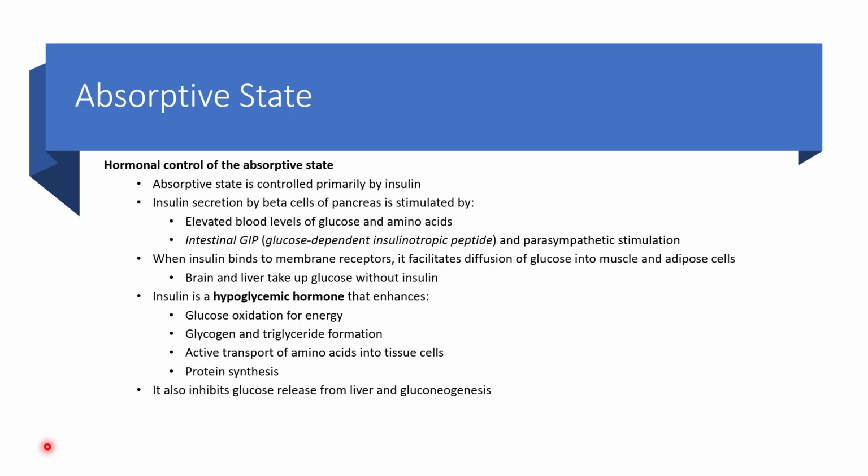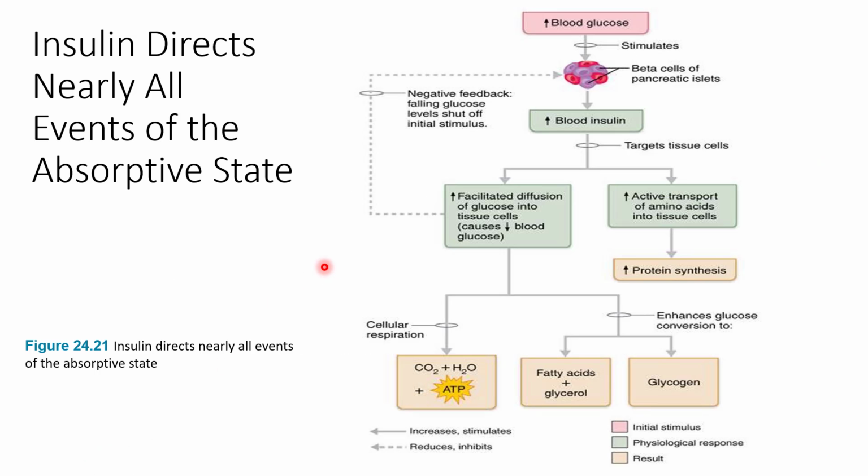Insulin is a hypoglycemic hormone that enhances glucose oxidation for energy, and glycogen and triglyceride formation. It also enhances active transport of amino acids into the cells, and it enhances protein synthesis. So insulin is not only a sugar carrier, it also inhibits glucose release from the liver and gluconeogenesis. Insulin directs nearly all of the events of the absorptive state.